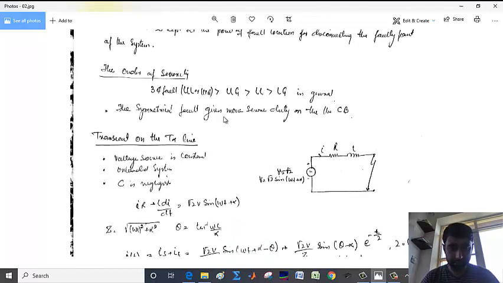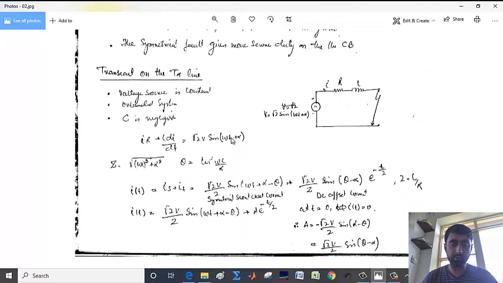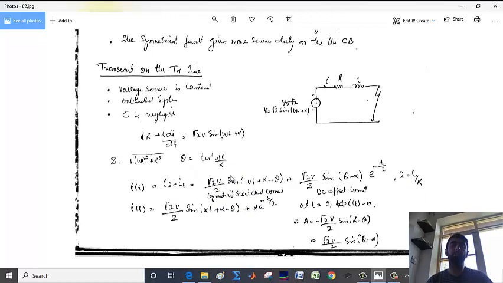Now we'll discuss a little bit about the transients on a transmission line. We can model the transmission line by a simple RL circuit. Its source is an AC voltage source, root 2 V sine(omega t plus alpha), where alpha is its angle with respect to some reference, and this voltage source is leading by an angle alpha to some reference.